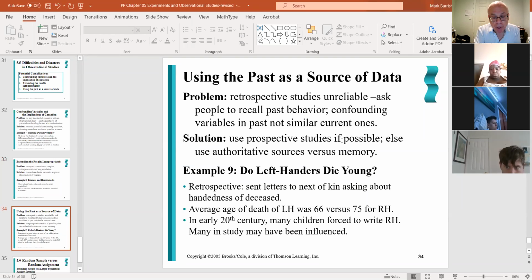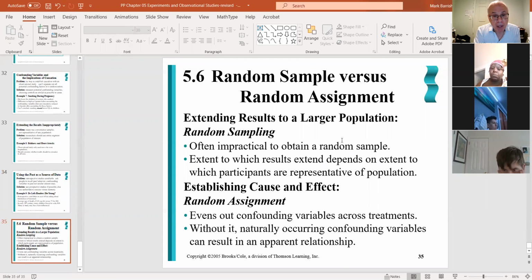And then it talks about using the past as a source of data. It's unreliable because of people's inability to remember things clearly. And then this is a very important slide right here, the last slide, the idea that you need to distinguish between random sampling and random assignment. Random sampling has to do with how people are brought into the study. Were they brought in randomly through simple random sampling, or were they volunteers? If it's simple random sampling, it means we can generalize the results to the entire population. If it's volunteers, we can't.